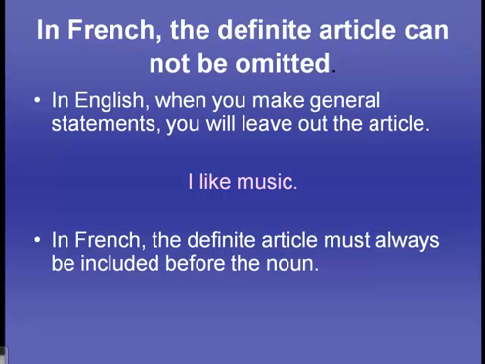So the equivalent of I like music en français would be j'aime la musique. You can see how la is there in front of music. It still is translated as I like music. It's just part of French grammar rules that a definite article has to be included before a noun in statements that are generalities, like liking and disliking things.